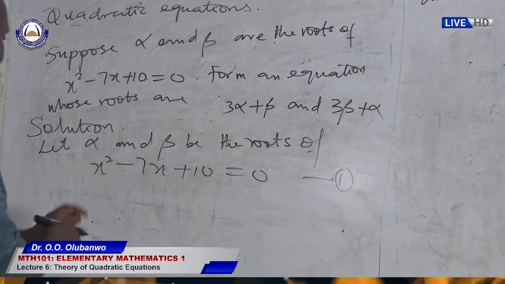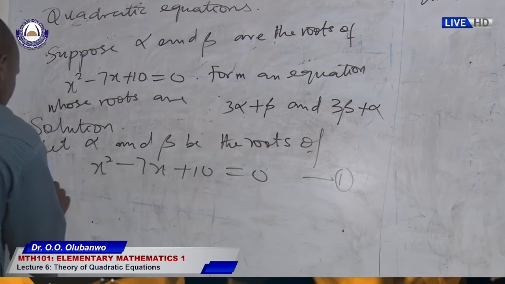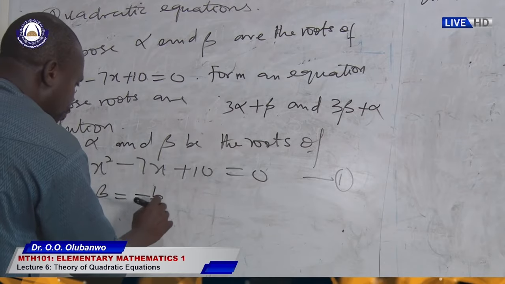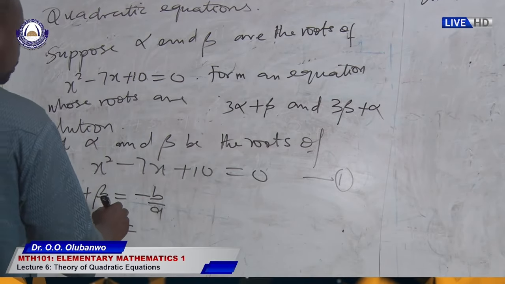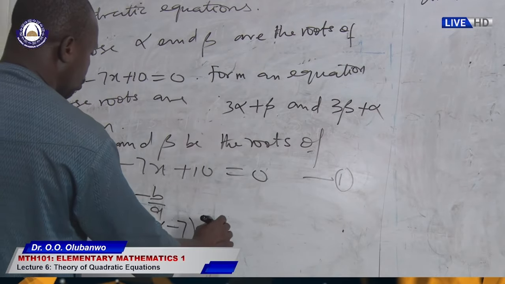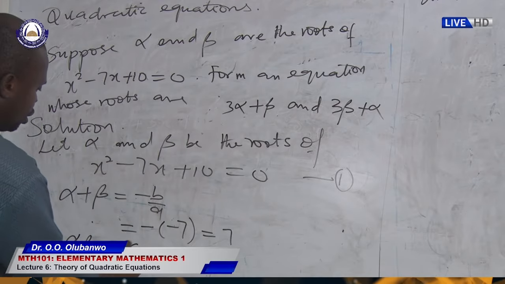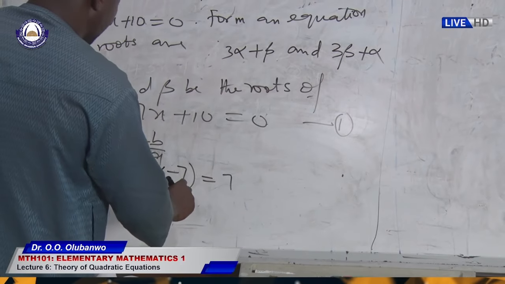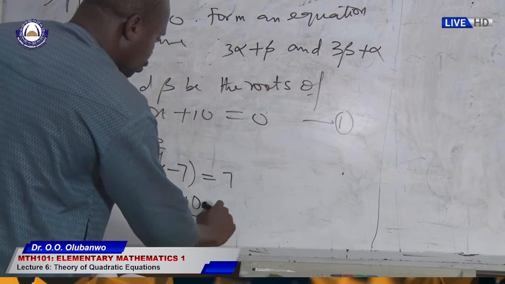If alpha and beta are the roots of this, then alpha plus beta, which we all know is minus b over a, will be minus into bracket minus 7, which is equal to 7. And also alpha beta, which is c over a, will be 10 over 1, which is equal to 10.